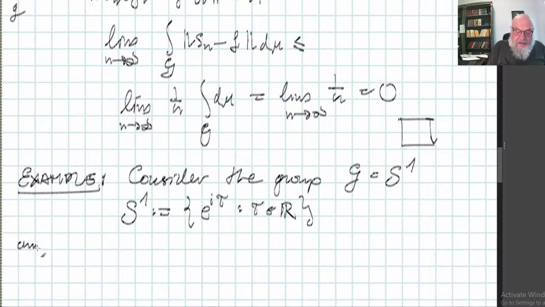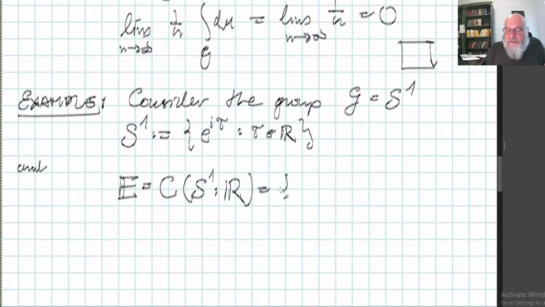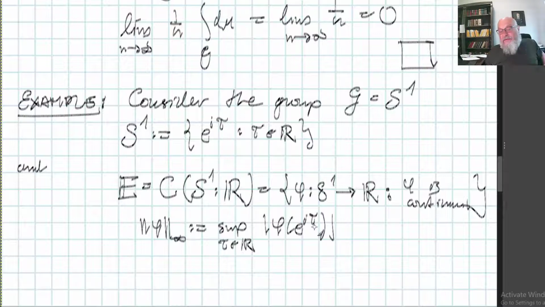So now I also consider a Banach space. My E is the Banach space, let's write it down, of continuous functions from S1 to R. So these are the continuous functions phi going from S1 to R. Phi is continuous, and the norm of phi, which we also put infinity here, is equal to the supremum for τ belonging to R of the absolute value of phi(e^{iτ}). This is our norm.